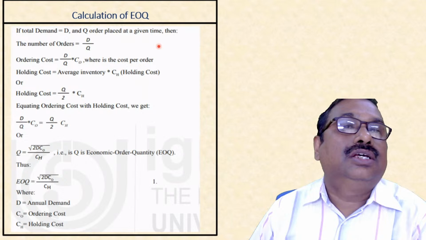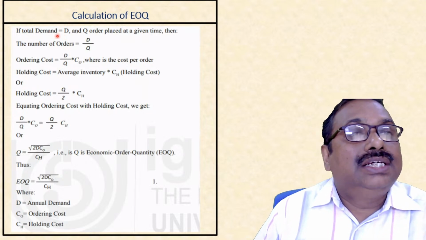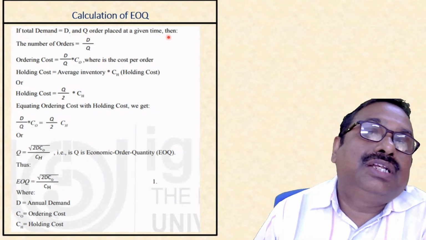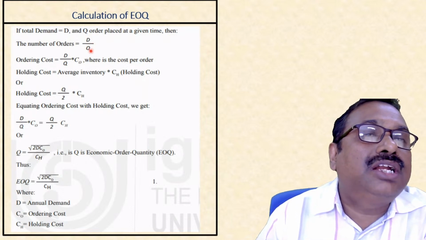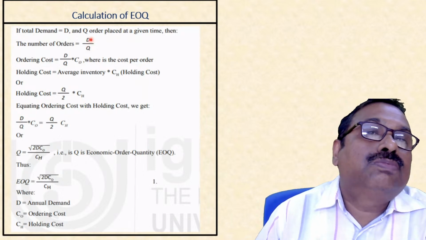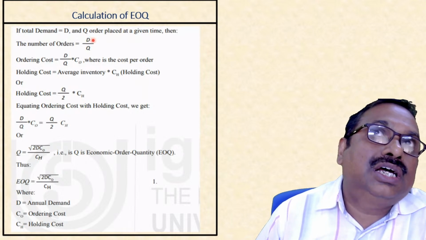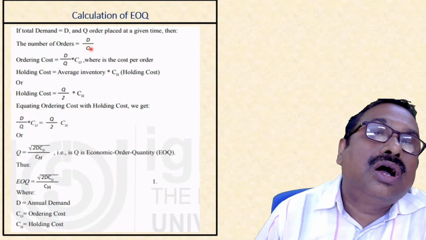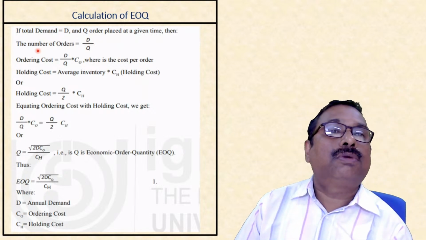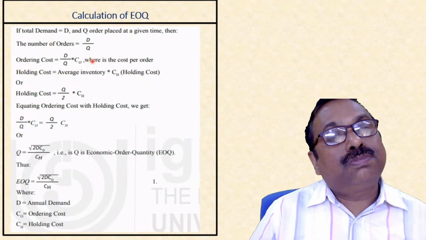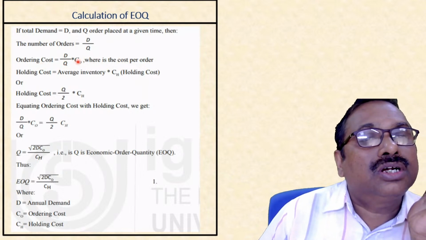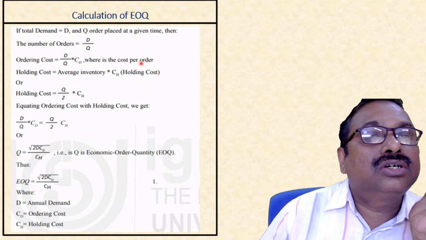Next, we will calculate the EOQ. Total demand means our total annual demand is D. Q is the order quantity placed at a given time. Then the total number of orders is D divided by Q, where D is the annual demand and Q is the quantity ordered. Suppose for our sugar, D is 60 kg and you are ordering 5 kg per order. So 60 divided by 5 is 12. Number of orders is 12. Suppose CO is the cost per order. So total ordering cost is number of orders times cost per order.